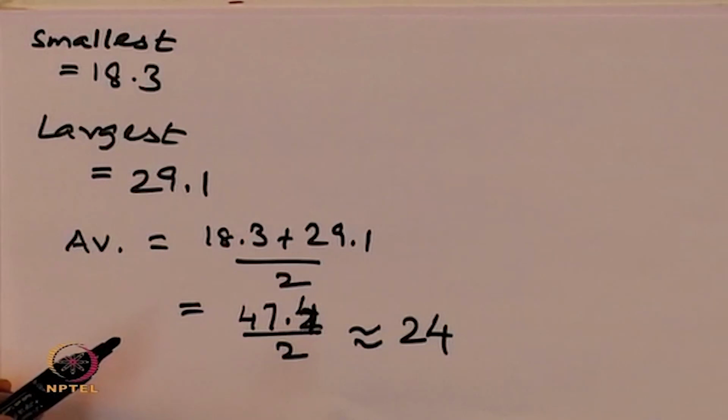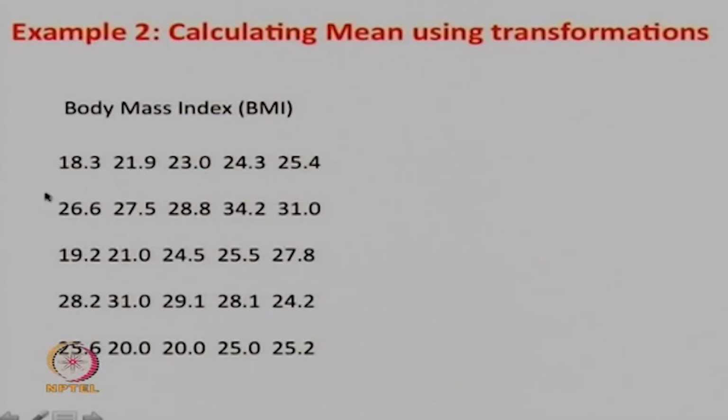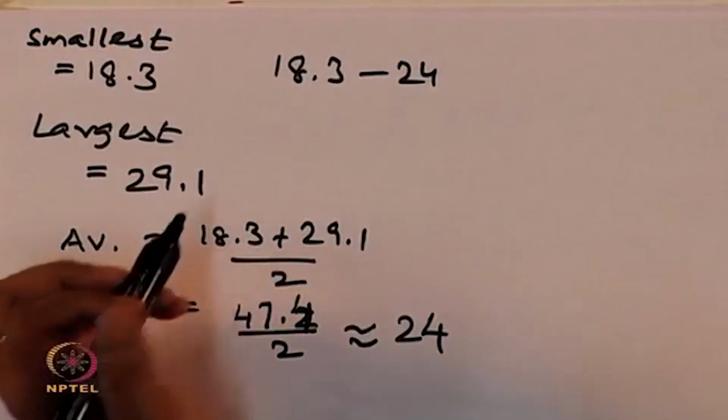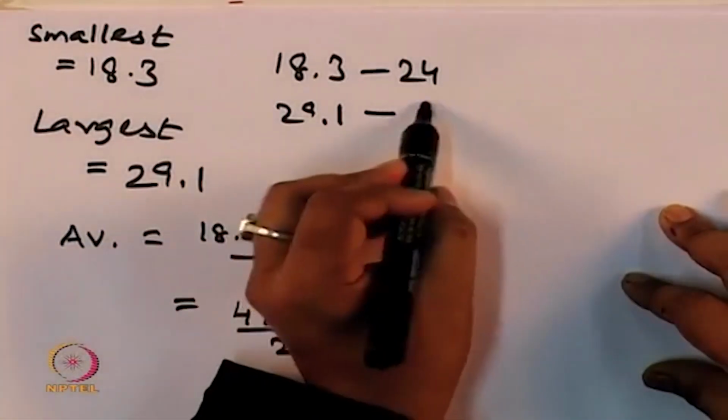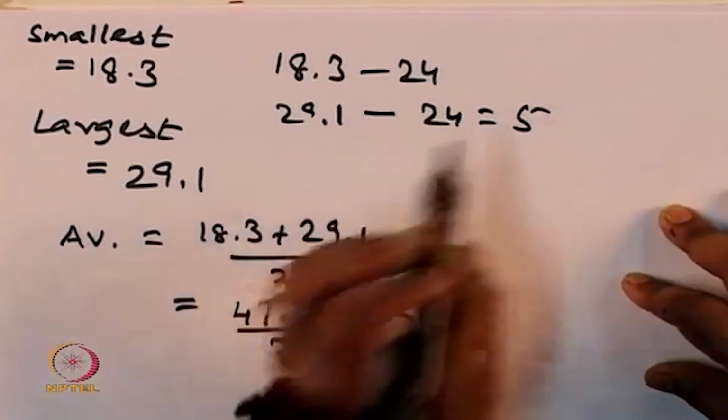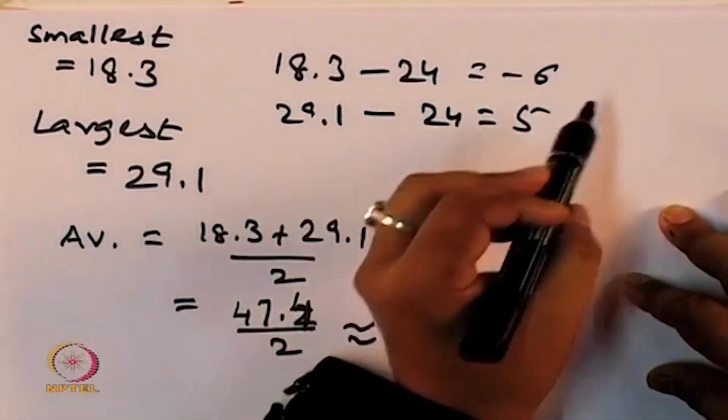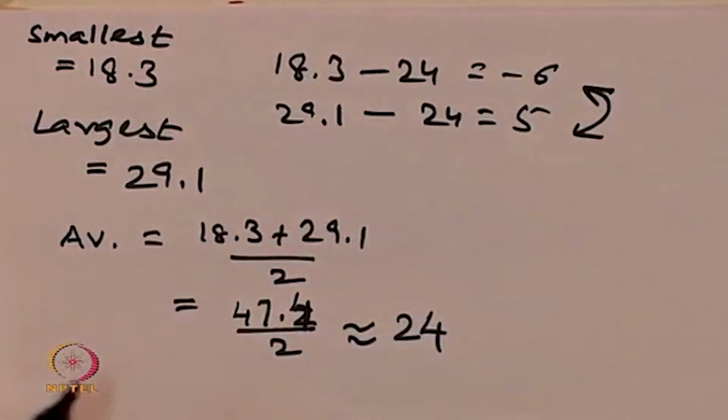So, you can then add it up. If I look at this score again, my 18.3 will give me a value of 18.3 minus 24, while 29.1 minus 24 will give me roughly 5, and this will be roughly minus 6. So, you see that these two numbers, if I add them up, will give a value which is close to 0. In this way, we can make use of transformations to make our life a lot easier, particularly when we are not working with a calculator.